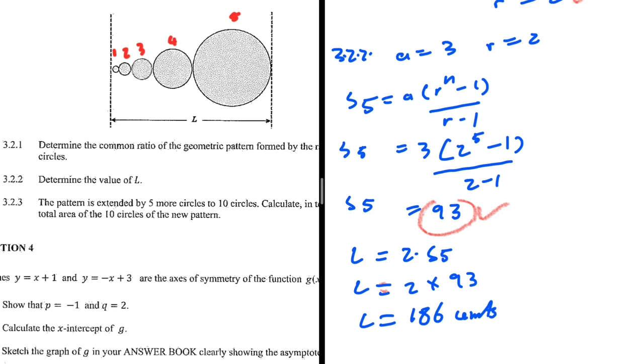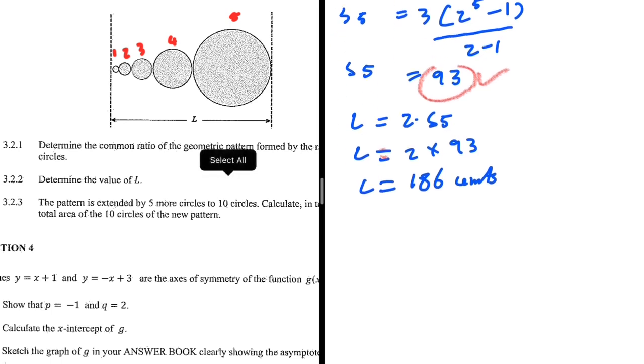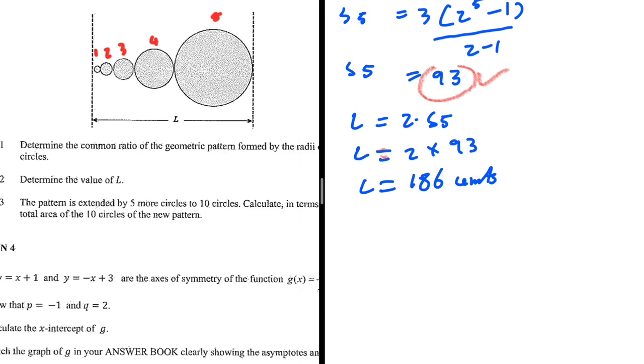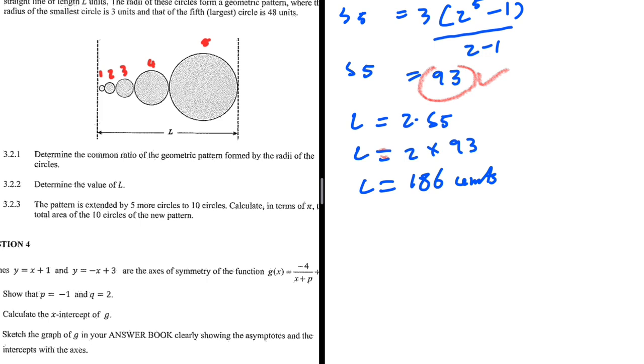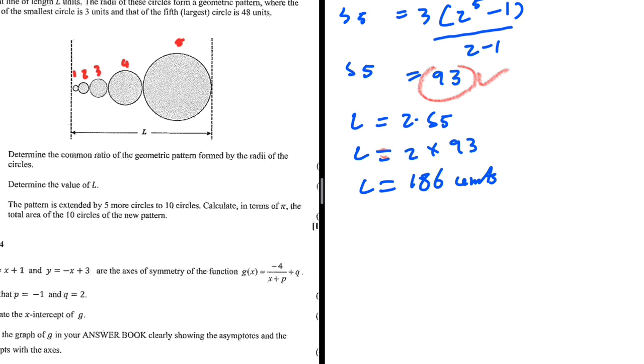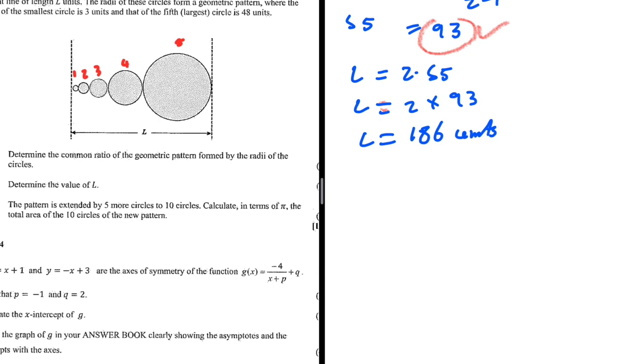So let's go ahead and take a look. 3.2.3: the pattern is extended by 5 more circles to 10 circles. Calculate in terms of pi the total area of the 10 circles of the new pattern. Okay, so now we no longer have 5, but we have 10. But what is the equation for the area of a circle? Well, the area is equal to pi r squared, and we are looking for the area of the first 10 circles.